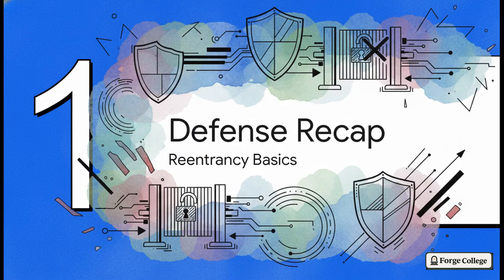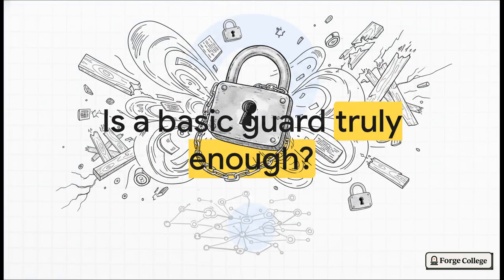All right, part 1. The reentrancy defense recap. Okay, so in our last explainer, we rolled up our sleeves and built some basic reentrancy guards. We were literally flipping a Boolean lock to stop an attacker from looping back into the contract, and we even weighed the trade-offs when it comes to gas costs and composability.